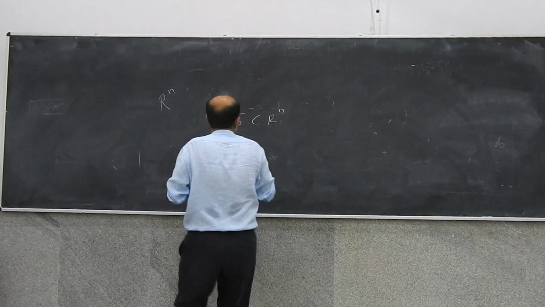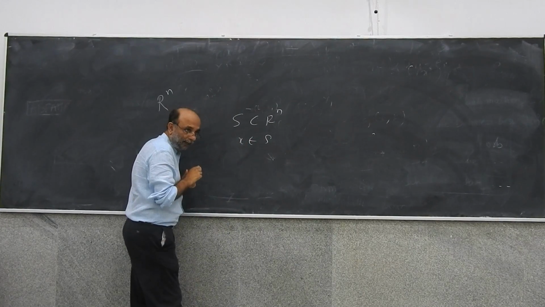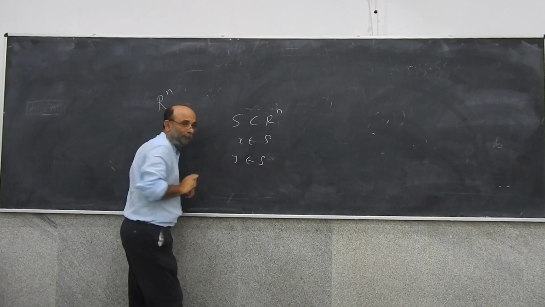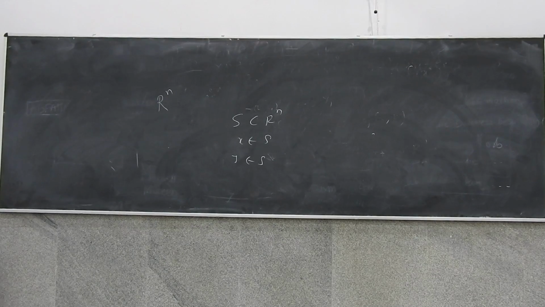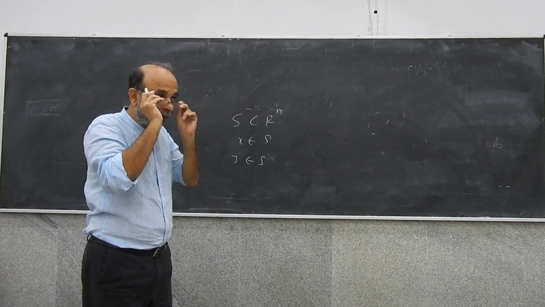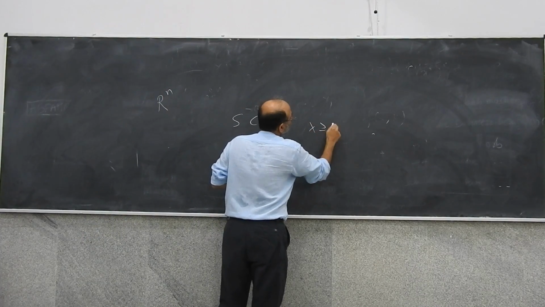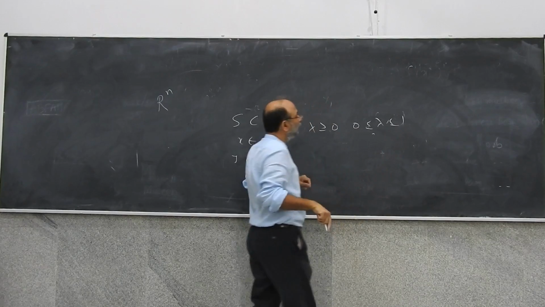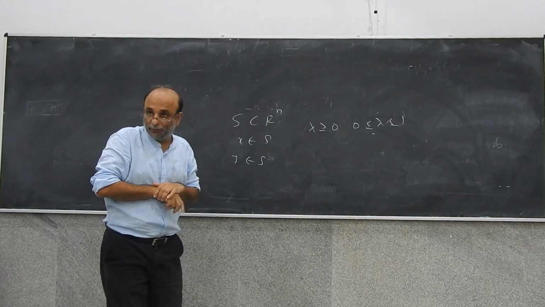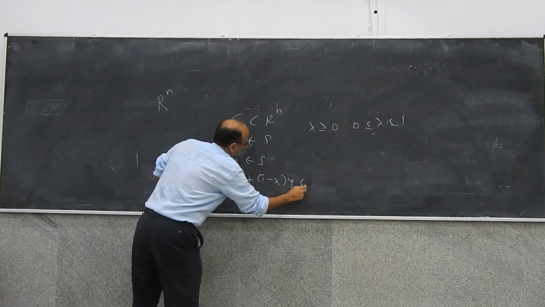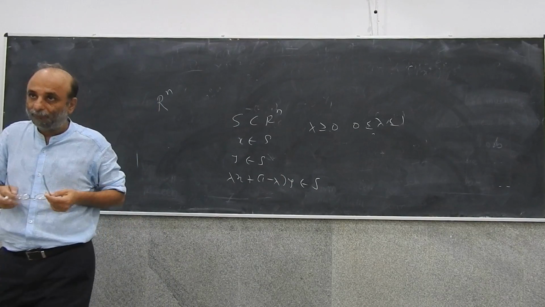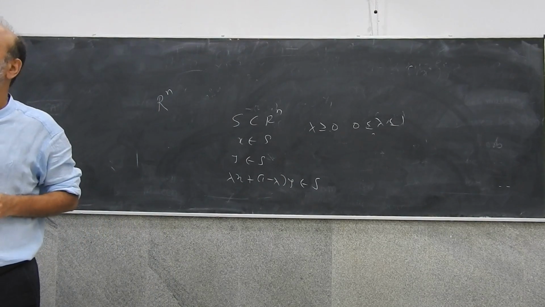if whenever X belongs to S, Y belongs to S. X and Y need not be simple points. In R1 there will be one simple point. In R2 there will be a pair. In R3 there will be a triplet. In R4 there will be a quadruplet, right? So X and Y belong to S, for some lambda greater than 0 and less than 1, lambda lies between 0 and 1, lambda X plus (1 minus lambda) Y also belongs to S.